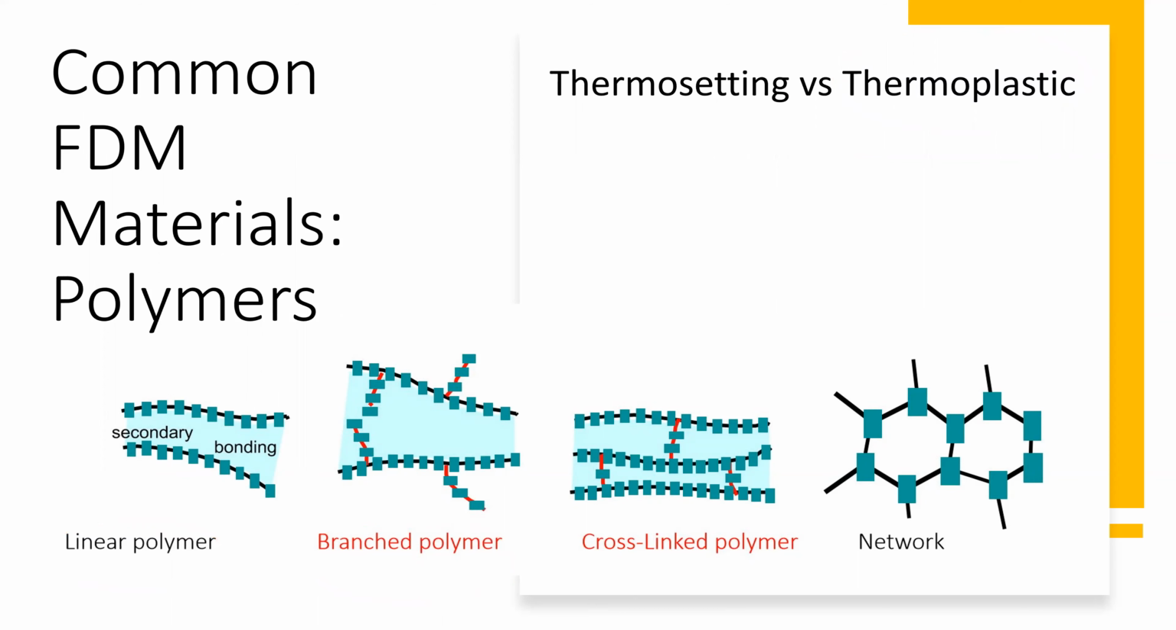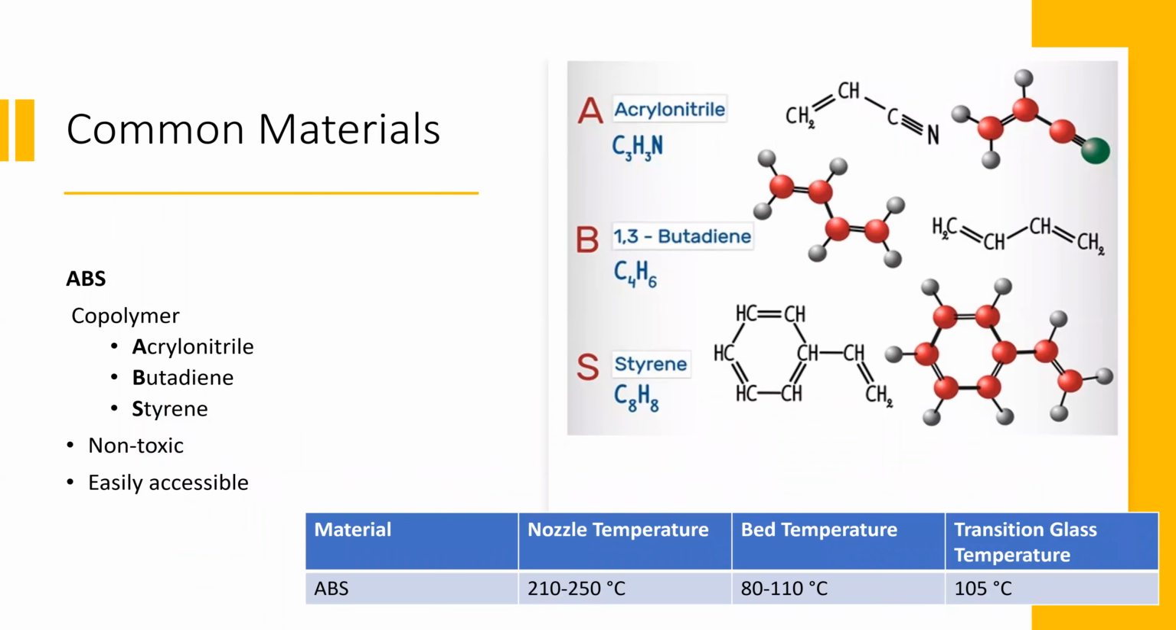So now we can look at a few examples, and one of the most common examples we can see is ABS. This is an amorphous copolymer, which means that three monomers are bonded together to form a long branched chain made up of acrylonitrile, butadiene, and styrene.